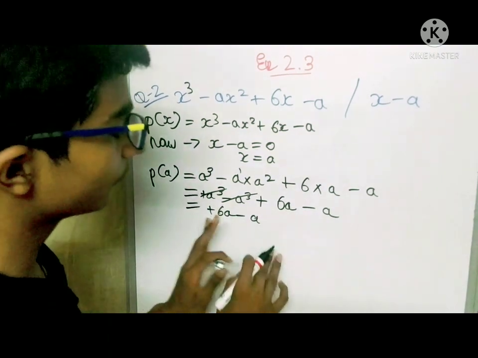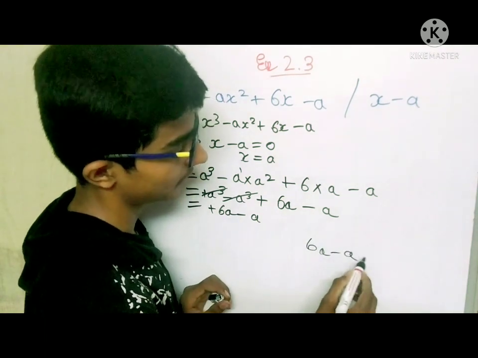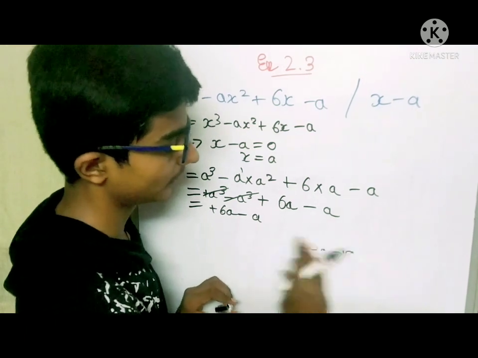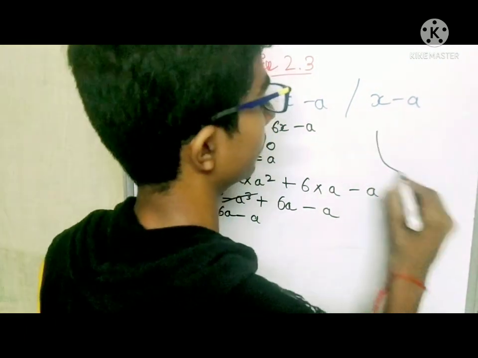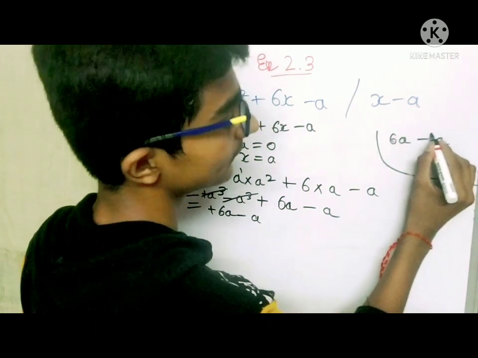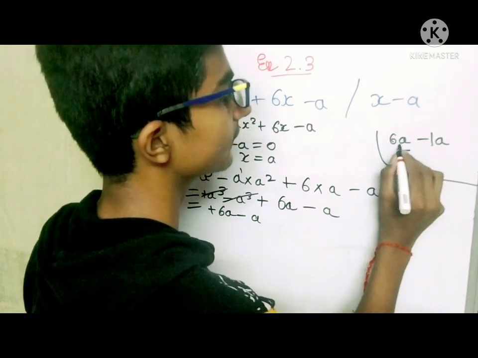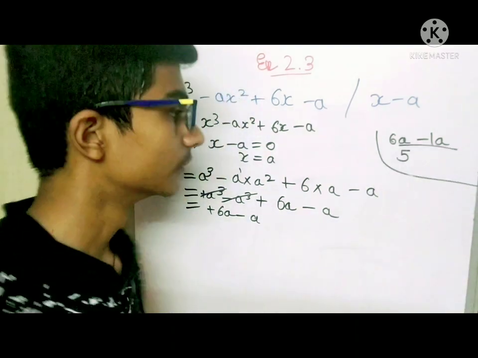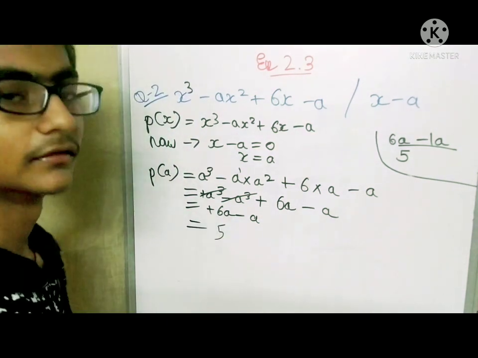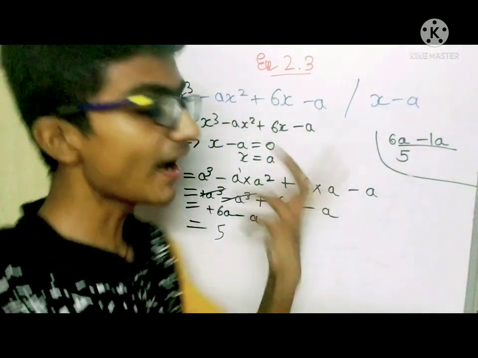Here we do not have to remove a. See, 6a minus a. Nothing is there in front of a, so it will be 1. Let me do it in rough work here. See, 6a minus a. Here nothing is there, so it will be 1. So 6 minus 1 is 5 and a minus a is nothing. So the answer is equals to 5. So the remainder by doing this will be 5.